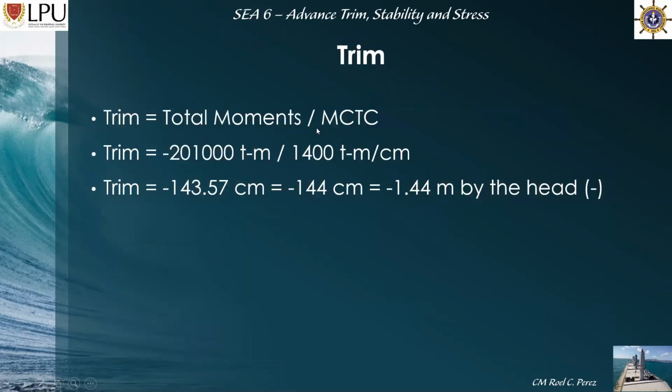So total moments divided by MCTC is your trim. Because it is negative, there is no need to think about where it is heavier. Once you see the negative, it is automatic, if your layout is correct. Once you get a negative, it is automatically by the head.